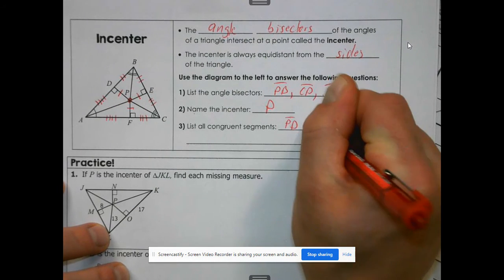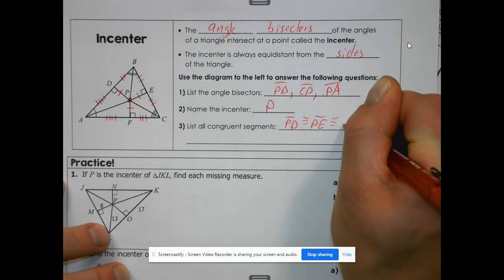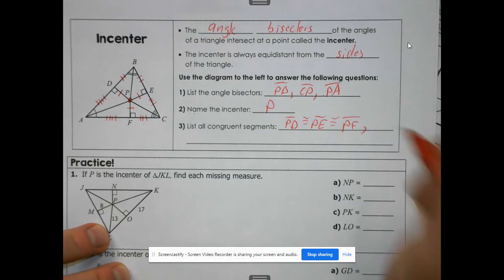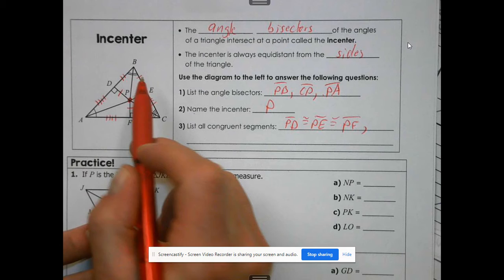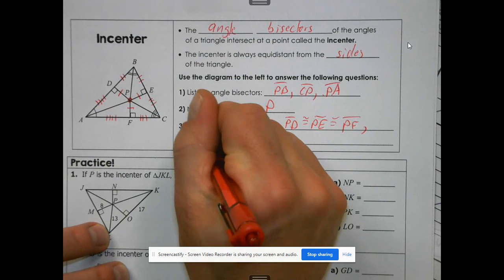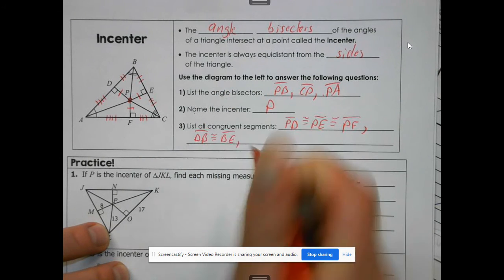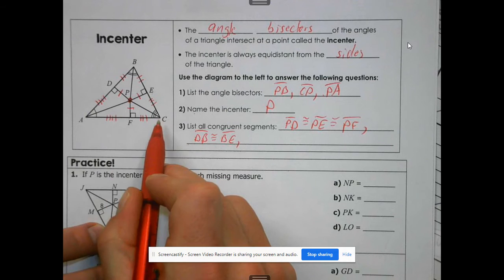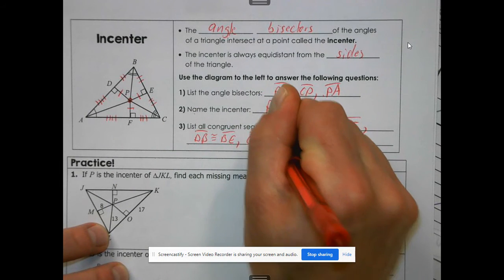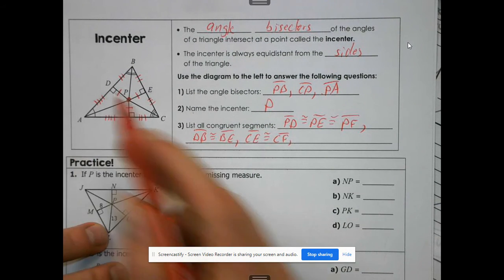So PD is congruent to PE. And the last one is PF. Comma, and we'll take care of all the angle bisector ones. Start up top. DB, BE. Over at C, we got CE and CF. And the last one, AF, AD.